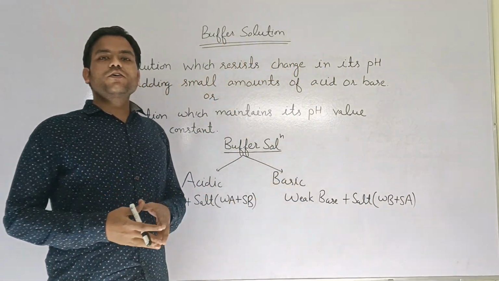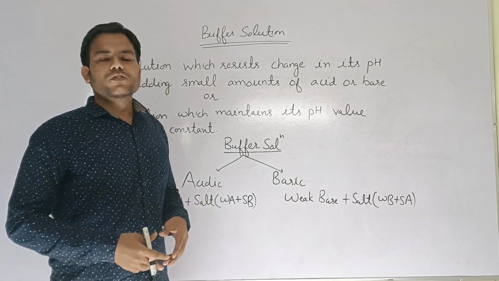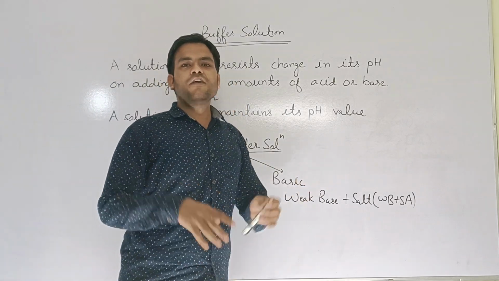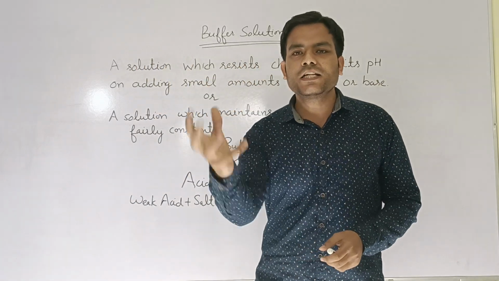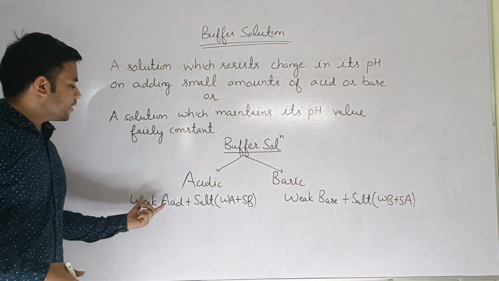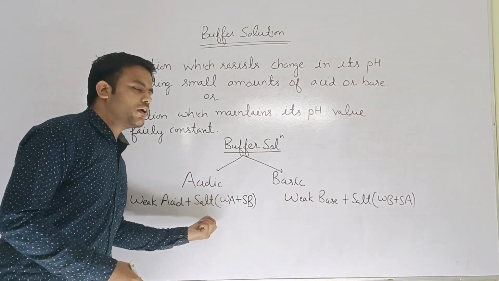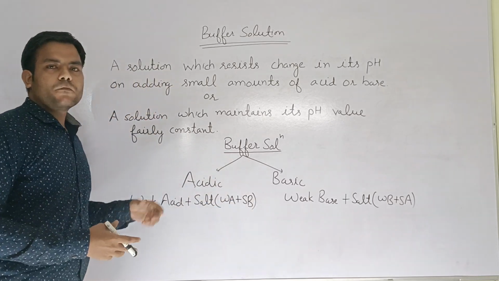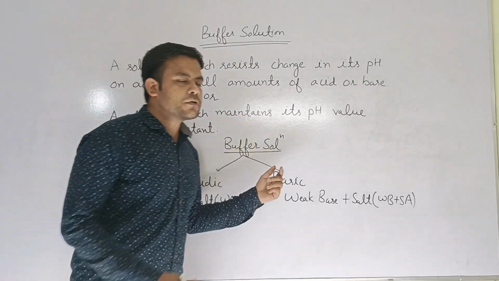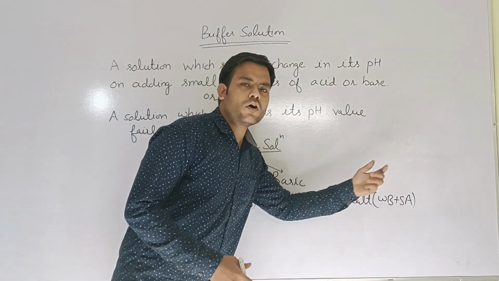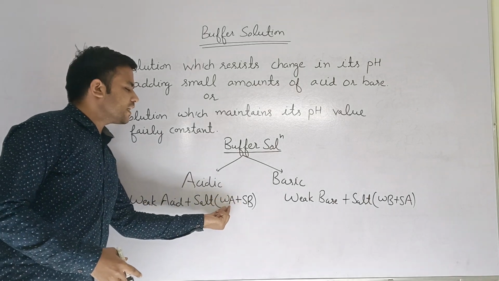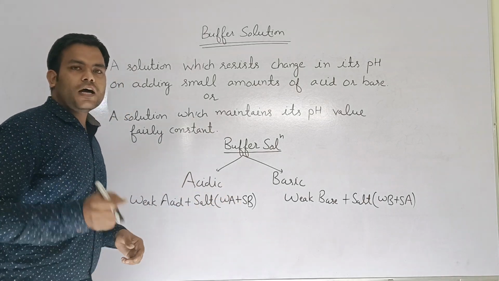Now we are going to see different types of buffer solution. Buffer solutions are of two types, acidic buffer and basic buffer. Now we will learn the ways to prepare acidic buffer and basic buffer. First let us see how acidic buffer is formed. It is formed by weak acid and salt of weak acid with strong base. And basic buffer is formed by weak base with salt of weak base and strong acid. This weak acid and the weak acid present in the salt is the same. I hope it is clear.